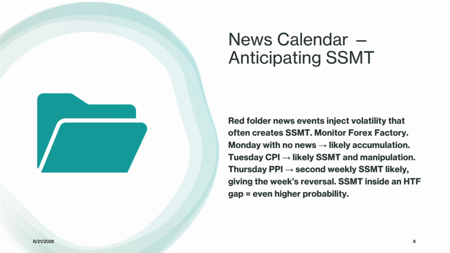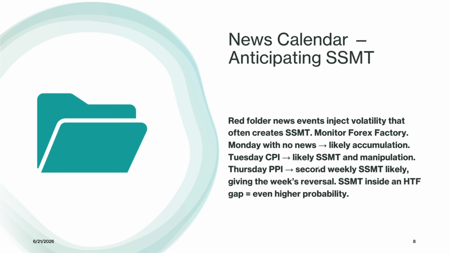Monday with no news is likely accumulation. Most of the time, I recommend beginners skip Mondays with no news. Whenever we don't have CPI or FOMC or any high impact news within the week, and we have no news on Monday, it's likely to accumulate. And accumulation, we don't need that. It's going to be low volatility, so we might as well just skip it. Tuesday, CPI: likely sequential SMT and manipulation. This is the move that we want to be in.